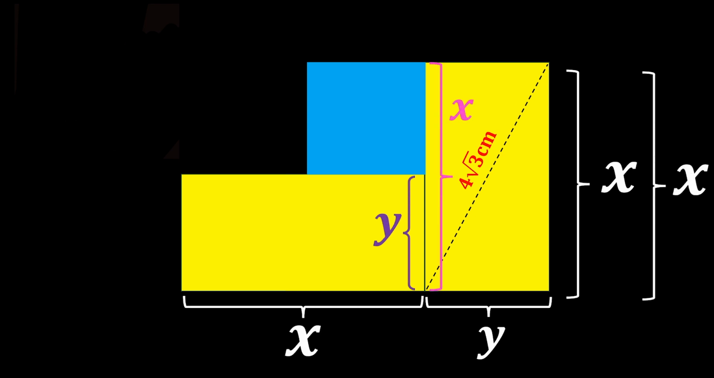If we consider the length of this rectangle to be x and its width to be y, and since it says we have 2 identical rectangles, then the width of this rectangle is also y and its length is x. Pay attention here, this length is equal to that one, so this entire section is x. If this part is y, then this remaining section is x minus y.